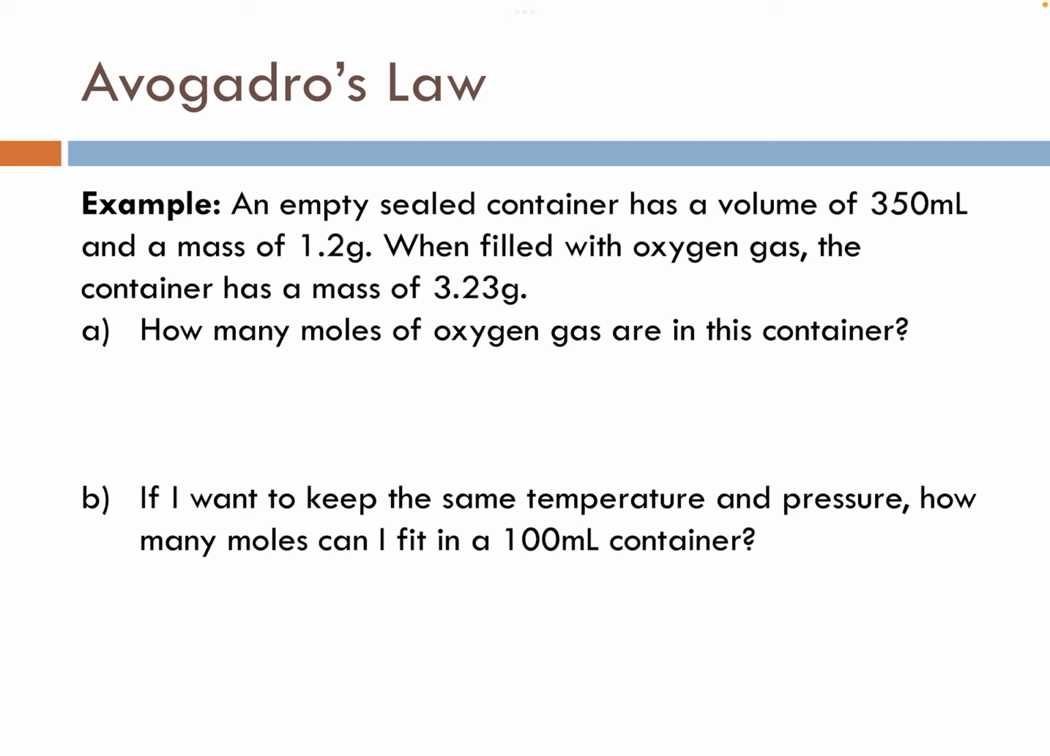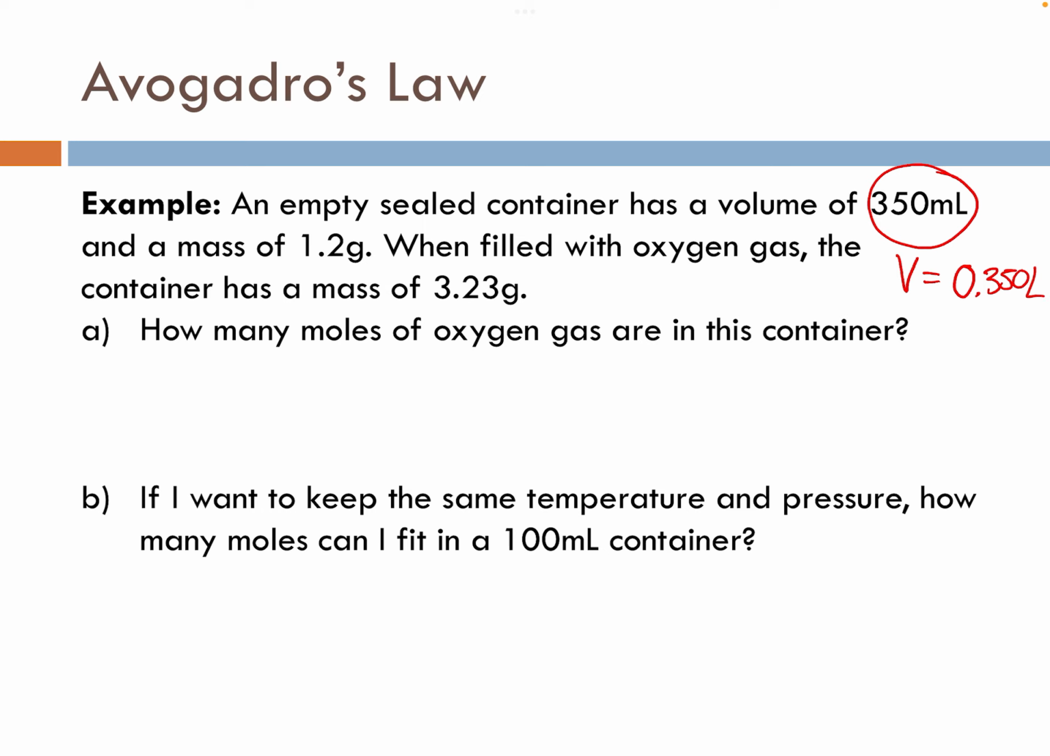Let's see an example of this. So let's say you have a sealed container. It's got a volume of 350 milliliters and a mass of 1.2 grams. Now for any of these problems, and this is going to be especially important when we get to the ideal gas law soon, we're going to be converting these volumes into liters. So let's convert that to liters right now.